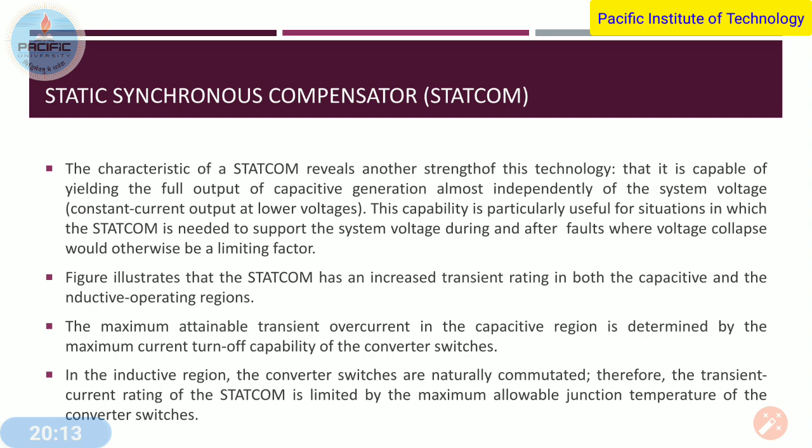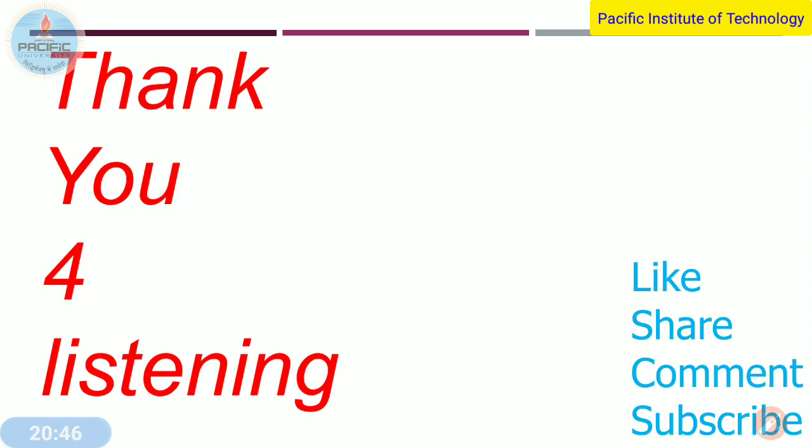Right? So the VI characteristic figure illustrates that the STATCOM has an increased transient rating in both the capacitive and the inductive operating regions. The maximum attainable transient overcurrent in the capacitive region is determined by the maximum current turn-off capability of the converter switches. The important thing is that in the inductive region, the converter switches are naturally commutated. So natural commutation is used in the inductive region.